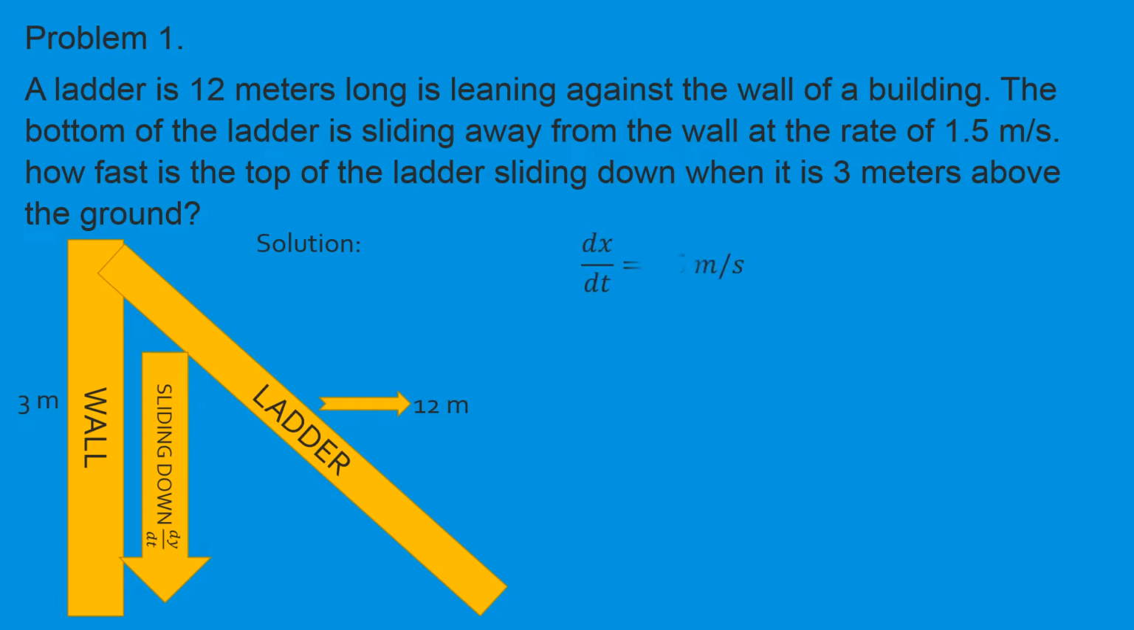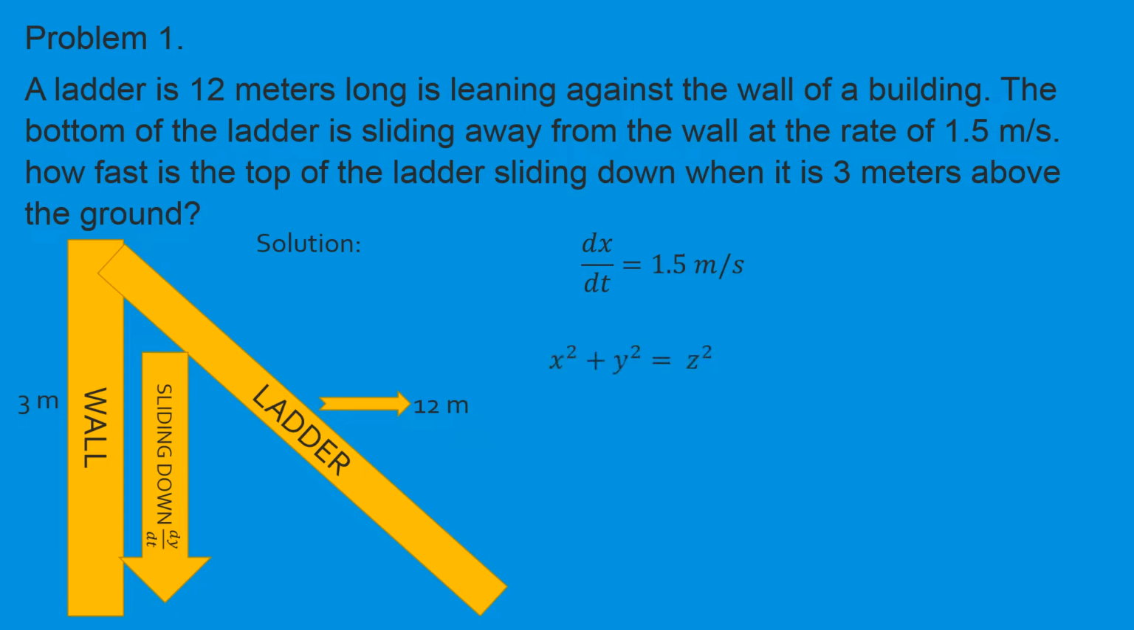Next, we also have another quantity from the problem: the change in distance with respect to time for the horizontal line, when the ladder goes away from the wall. So we have dx over dt equal to 1.5 meters per second.